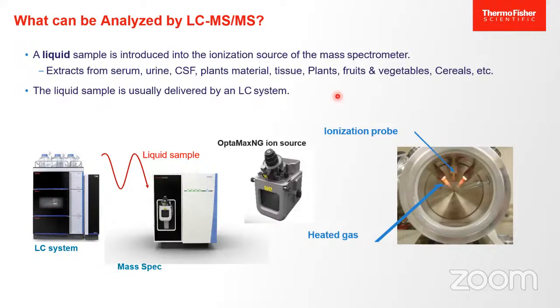Now coming to what all can be analyzed. As I said, if you can ionize a component, you can detect it in the mass spectrometer, be it serum, urine, CSF, plant material, tissue, fruits, vegetables, cereals, anything. As such, there is no limitation provided we can ionize a particular compound or sample. So this is an LC system followed by the mass spectrometer.